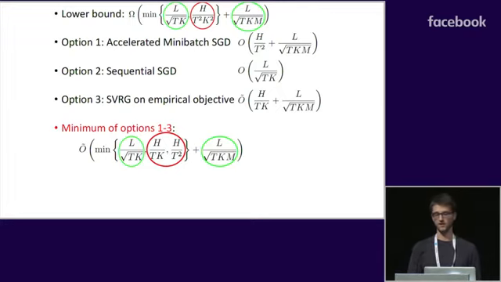Therefore, our study of lower bounds in this setting has exposed a couple of gaps in our knowledge. So the first is that we don't have any algorithm whose guarantee matches the lower bound, and therefore we can't conclude that we have an optimal algorithm for this setting.